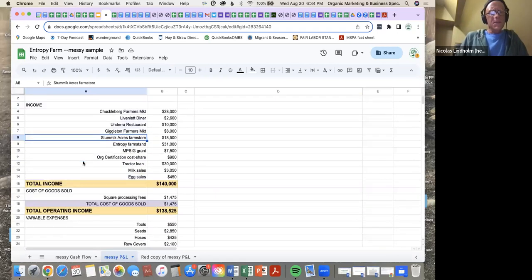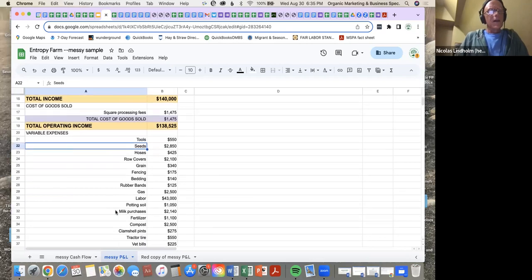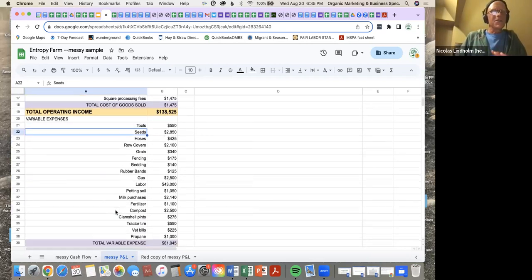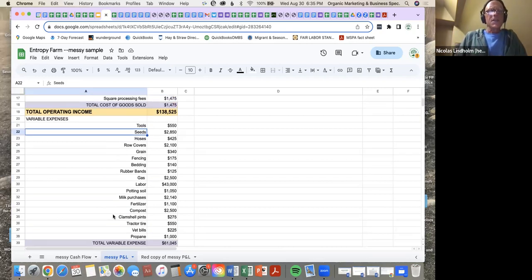So after the income section comes the cost of goods section. Here it looks like they must use Square, the card reader at the farm stand and maybe farmers markets. So it looks like this farm has put their Square processing fees, because Square takes out like 2.9% plus a little more per transaction. So they've put in as a cost of goods sold that Square processing fee. I find that kind of interesting. Not necessarily wrong, but I will use that as an illustration in a few minutes to show you a better place to put it.